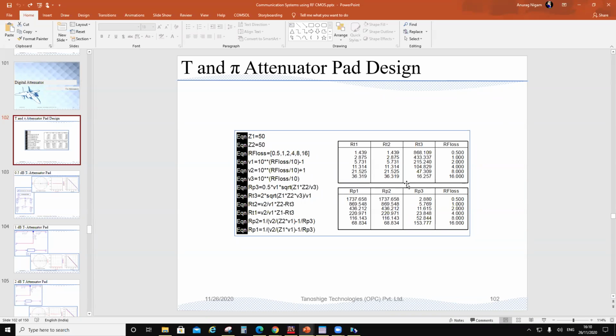You want to keep the component spread to be as small as you can. So either use T or pi, but make sure that the component spread, what is component spread? How much percentage is the lowest element of the largest element? So that's the spread. Okay, so I'm going from 0.5 to 16 dB. So this will be a 32 dB digital attenuator with 6 bits.